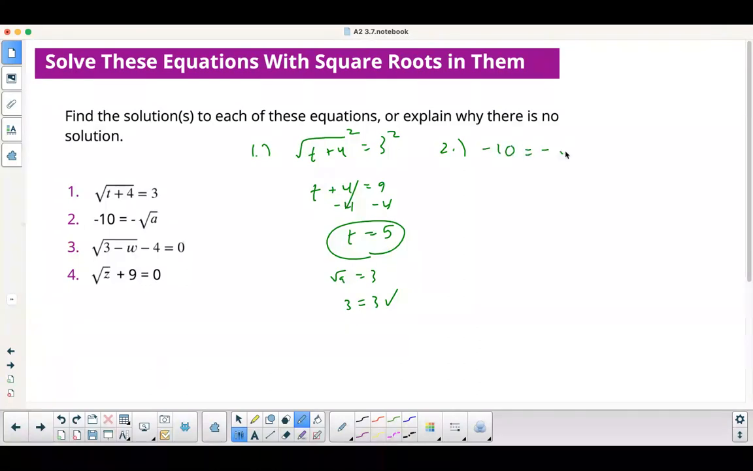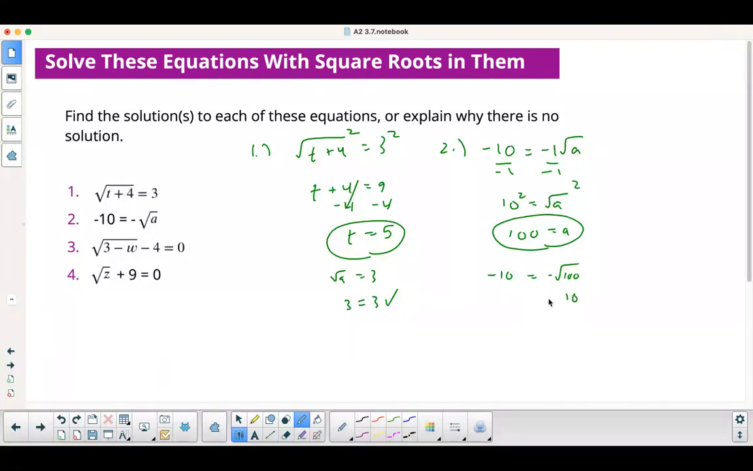-10 equals negative square root of a. So this is really kind of like a -1 here. So let's do this. Let's divide by -1. And then let's square both sides. So I get 100 equals a. And let's plug it back in. -10 equals negative square root of 100. Square root of 100 is 10, but there's a negative there. That works. It checks out.